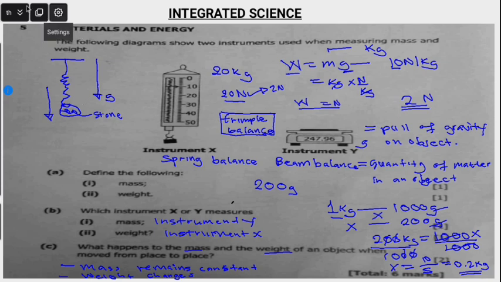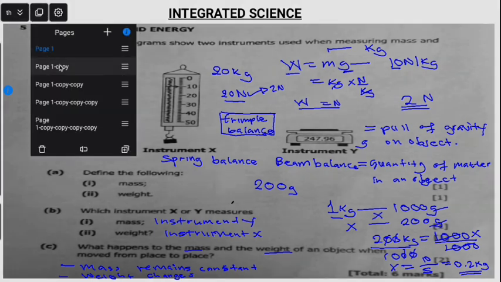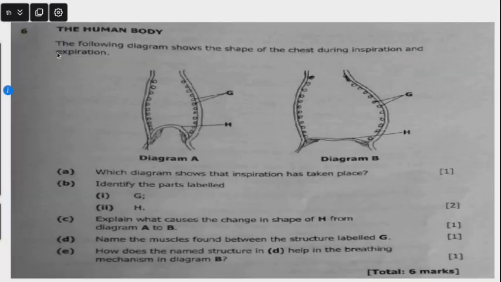So let's try to look at other questions. So this second question is coming from the human body. It is saying the following diagram shows the shape of the chest during inspiration and expiration. So which one here is involved in inspiration and which one here is involved in expiration?